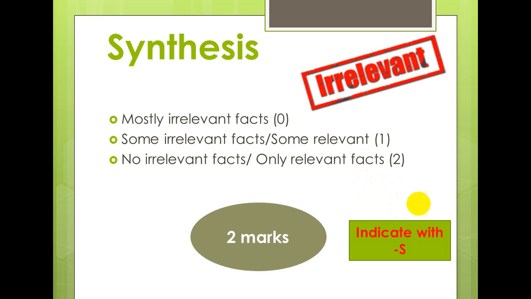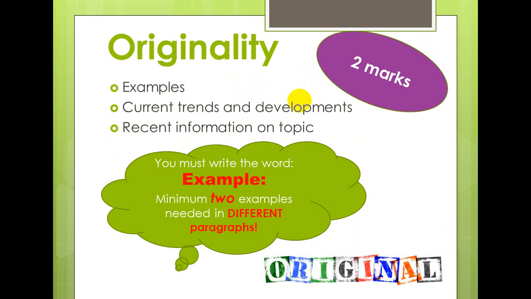The way that this is marked is with a negative S in the margin. So if the question is on marketing, and you just start talking about the financial budgets and you go off on a tangent about capital, working capital, operating capital, we'll put a big minus S there. If you do this twice within the essay, you get 0 marks for this question. If everything that you have written is relevant to the question, then you will get your full 2 marks.